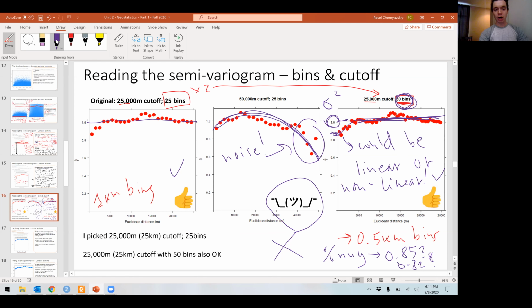Because when we are out there by 50 kilometers, the number of pairs goes to 0 or goes to 1, not 0. The minimum number of pairs is 1. We don't want to be estimating our total variance based on just one pair of observations. There's just a square difference between two random observations.